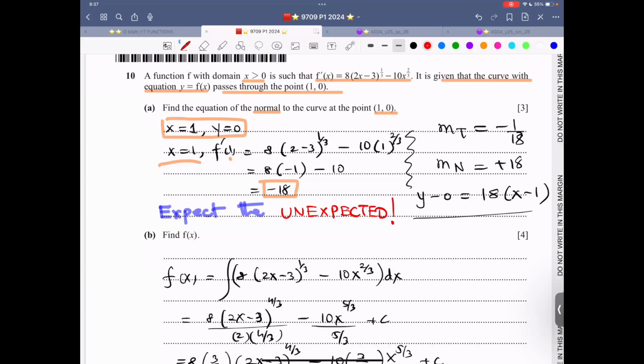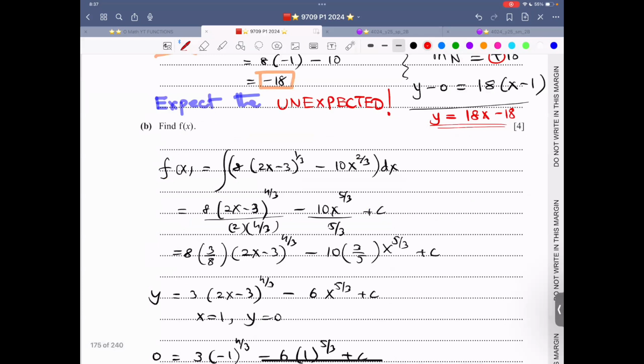So therefore, f prime of x, that's the gradient of the tangent, is negative 18. Therefore, the gradient of the normal is 1 over 18... so we have this coordinate (1, 0), and therefore the equation is y equals 18x minus 18. That's the equation of the normal.